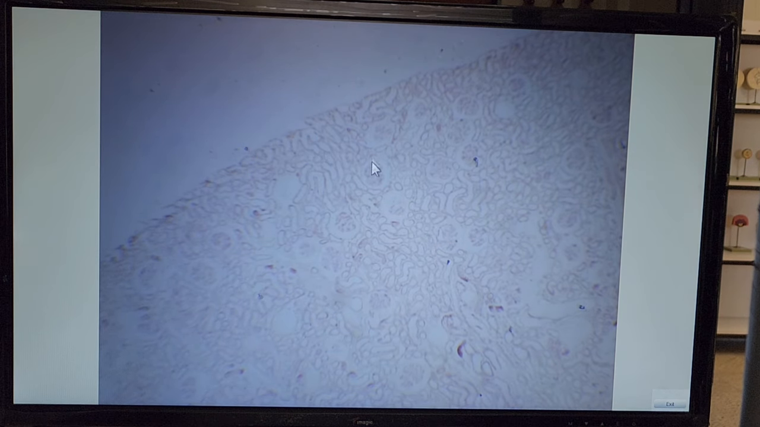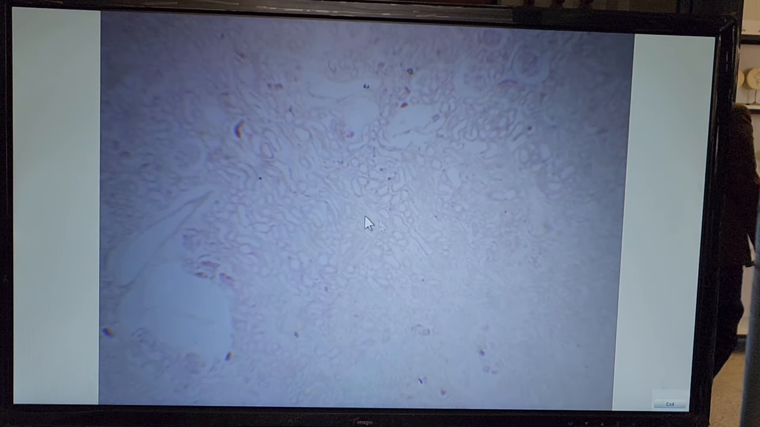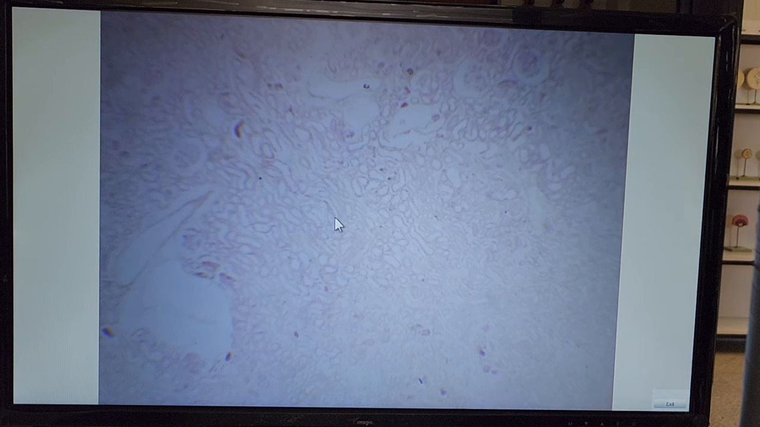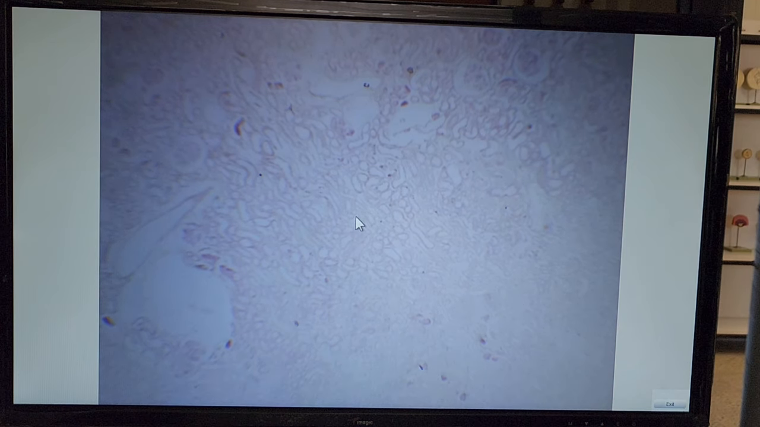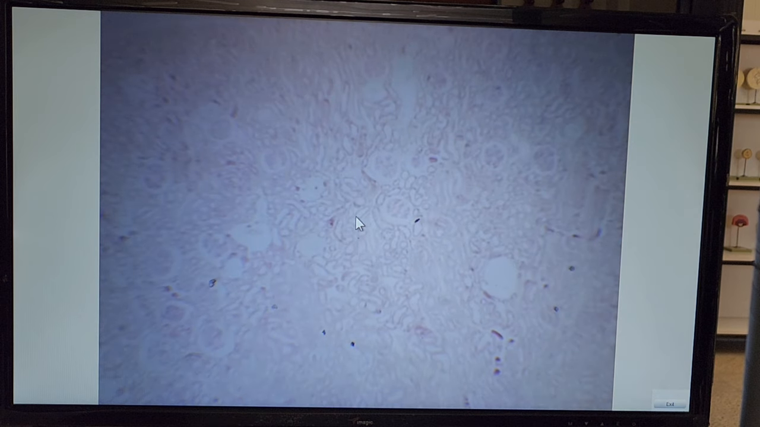This section in kidney, this is the cortex with renal corpuscles. These round structures are the renal corpuscles. Between renal corpuscles, we can see the tubules, both proximal and distal tubules. This is the medulla. The medulla is devoid of renal corpuscles and consists only of tubules and ducts. In this slide, we can see the medullary rays. Medullary rays are tubules extending from medulla to the cortex.